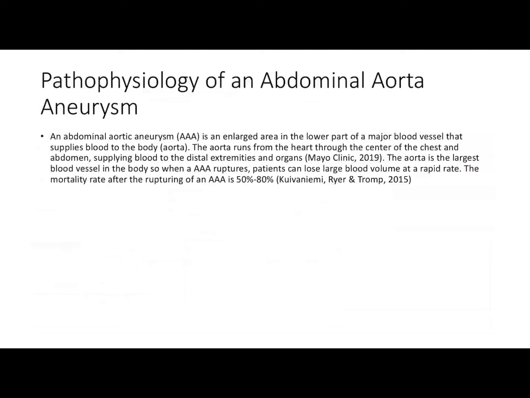The aorta runs from the heart through the center of the chest and abdomen, supplying blood to the distal extremities and organs. The aorta is the largest blood vessel in the body, so when a AAA ruptures, patients can lose large amounts of volume at a rapid rate. The mortality rate after the rupturing of a AAA is 50 to 80%.